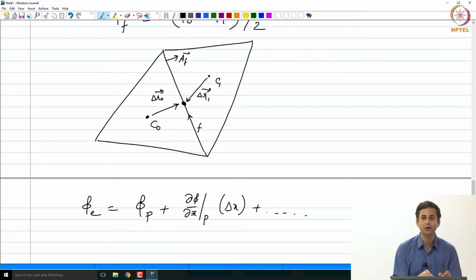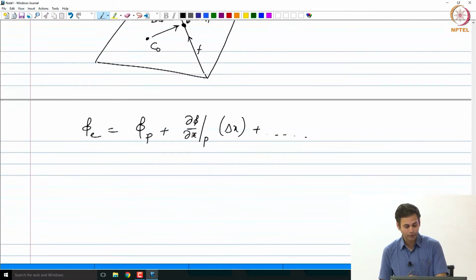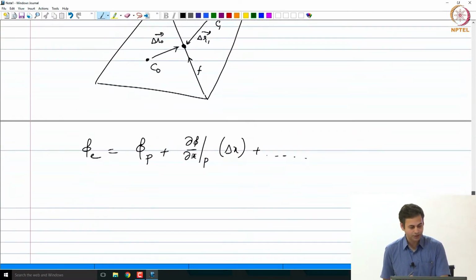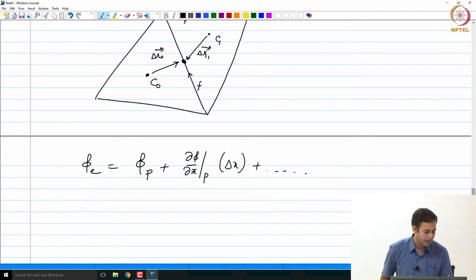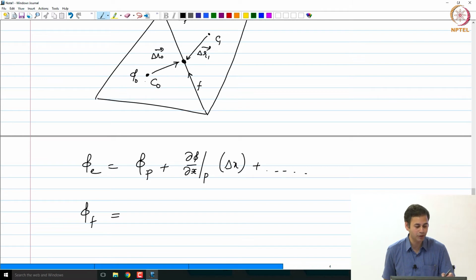Similarly, can I use it now? I cannot use 1D because this is connecting delta r0 bar, which is a particular vector. So, can we use a general Taylor series and evaluate phi f purely from phi 0 values? I want to reconstruct phi on the faces from phi 0. Can I do that? Of course, we can do it. So, we just expand this thing.